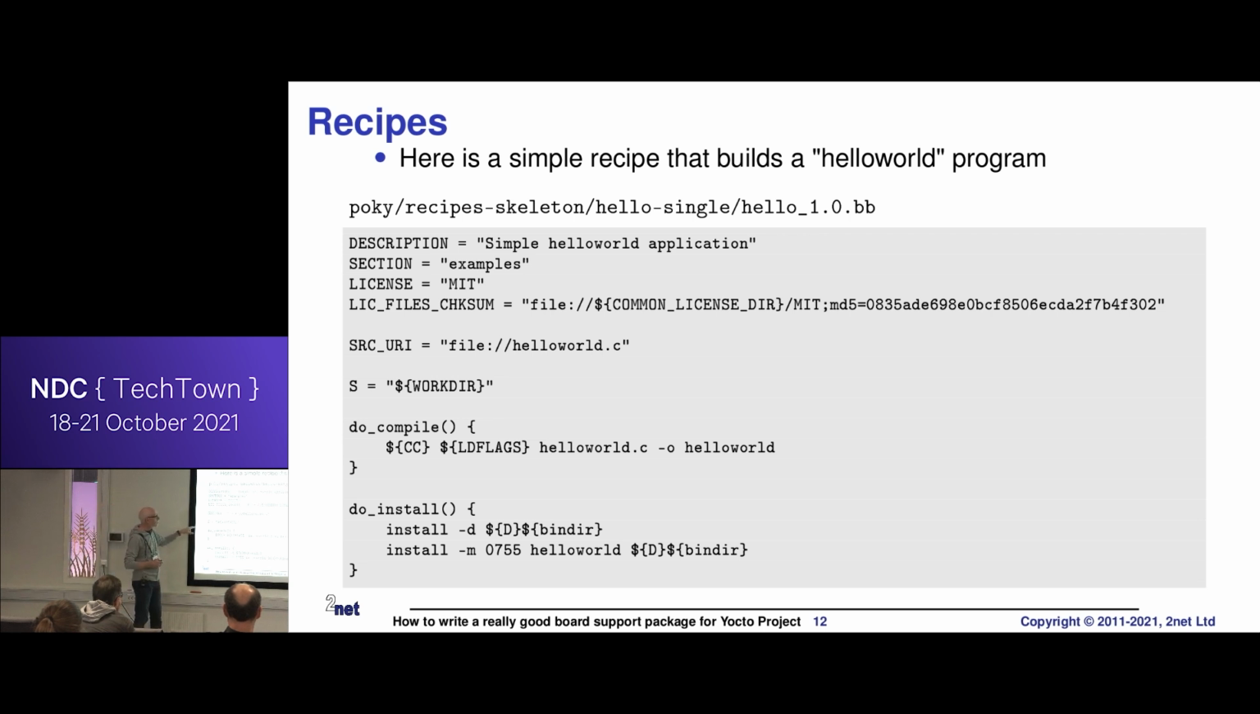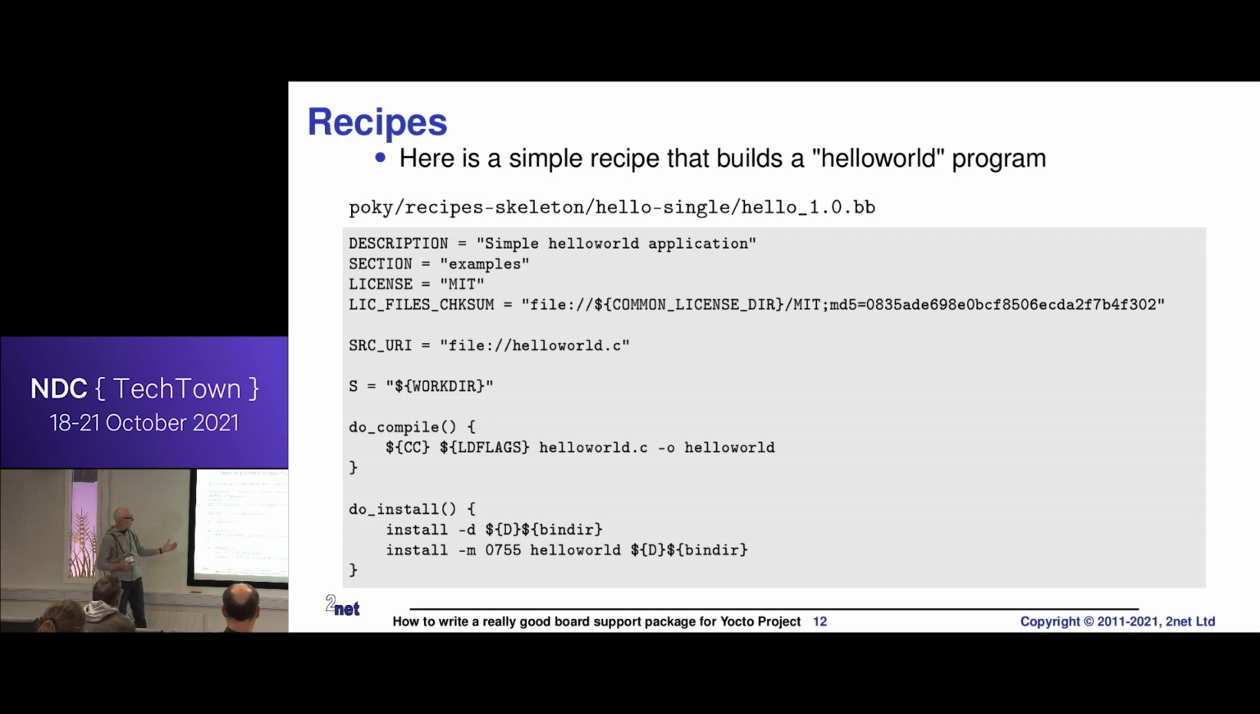Then we have instructions to compile this thing. So do_compile, that's the instruction that BitBake uses to compile stuff. And so in here, we specify how we build this thing. This is a simple CC, so we're just going to run the compiler. We're going to compile helloworld.c, and we're going to generate a binary called helloworld. Usually you'd have a makefile here or something, but this is simple.